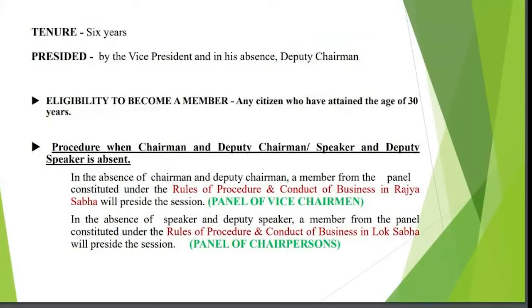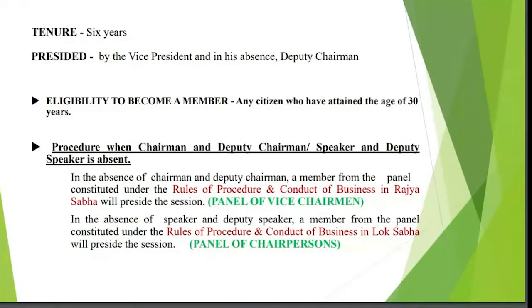The tenure set in the Constitution is 6 years, and the meeting shall be presided by the Vice President and, in his absence, by the Deputy Chairman. Any citizen who has attained the age of 30 years and other sufficient qualities or requirements prescribed in the Constitution is eligible to become a member of Rajya Sabha.